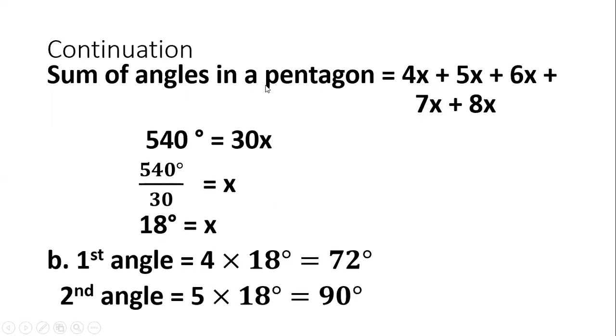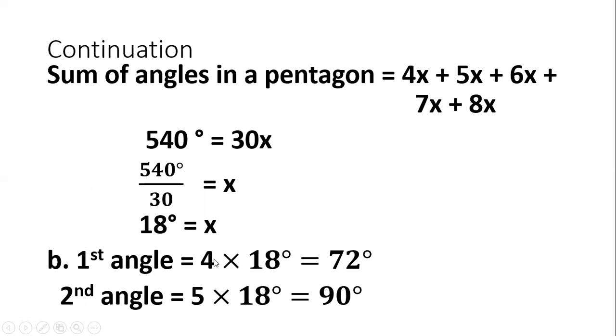And that is the sum of angles in a pentagon, which is 4x plus 5x plus 6x plus 7x plus 8x, which is 540, as you have seen, which will now be equal to 30x. So 540 divided by 30 gives us 18 degrees, and that's the value for x. We are asked to find each of the angles.